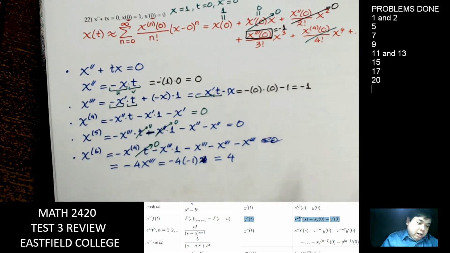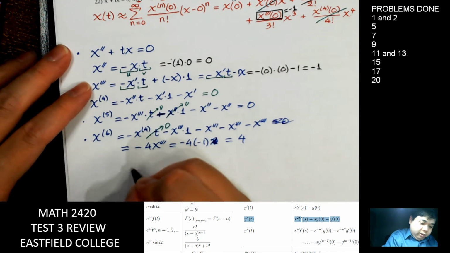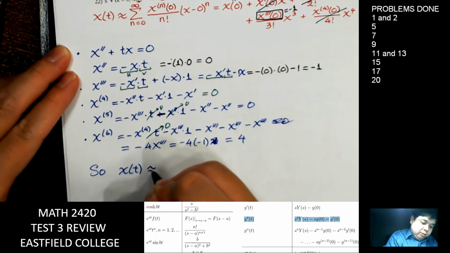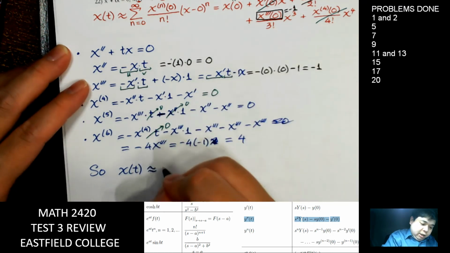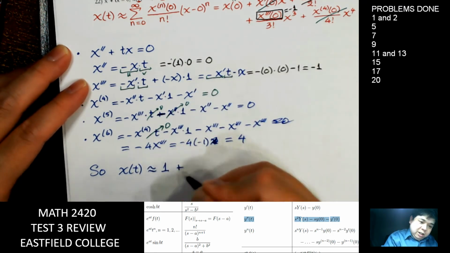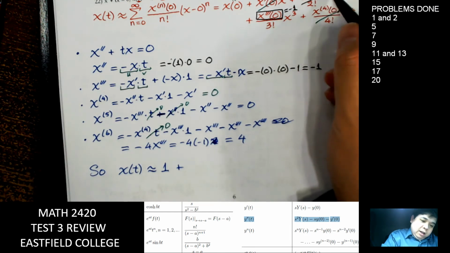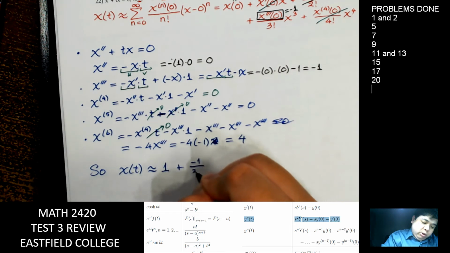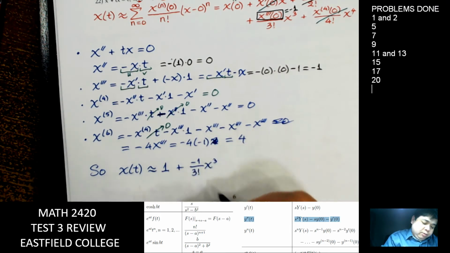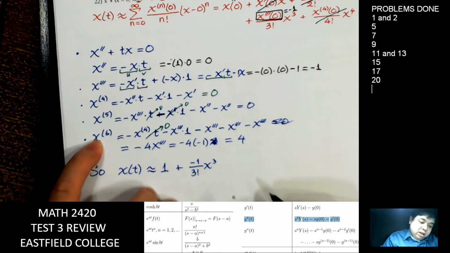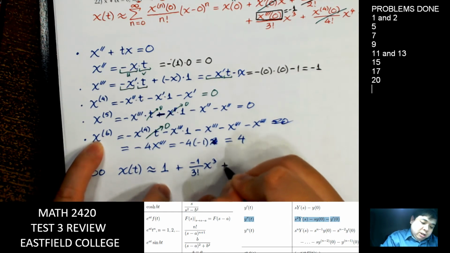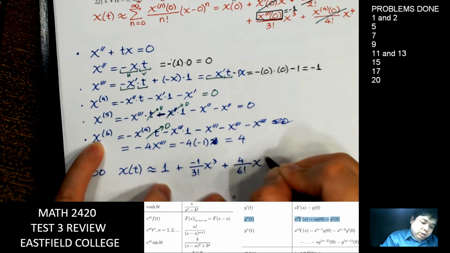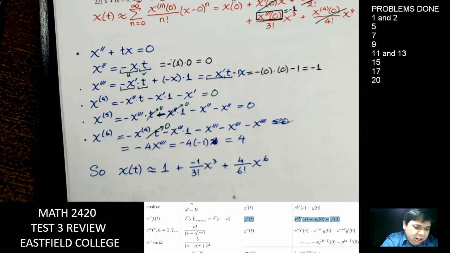So that finally we will have first one, non-zero is 1. Next step is this, negative 1 over 3 factorial x cubed. Next is not 0, is 6. So it will be plus 4 over 6 factorial x to the 6. Right, a bit tedious.